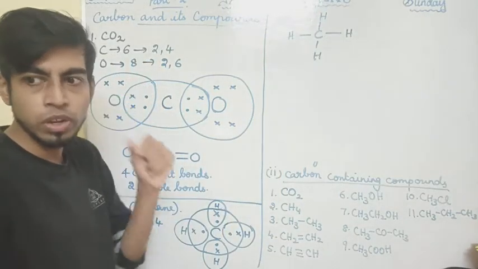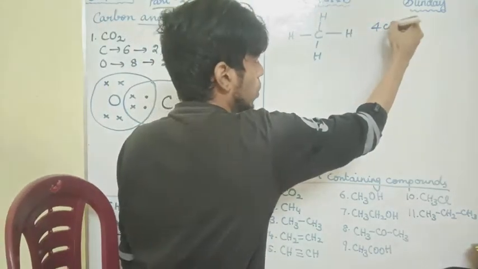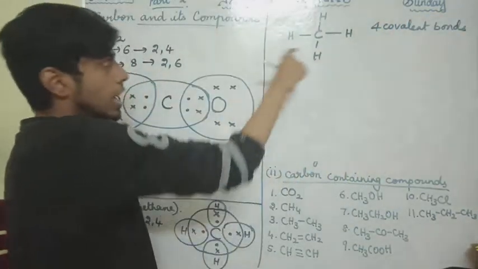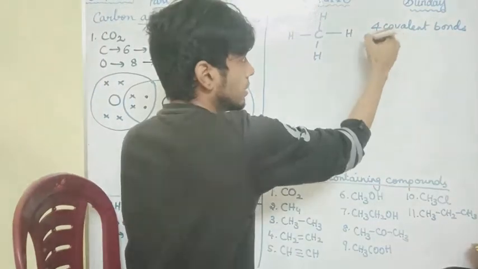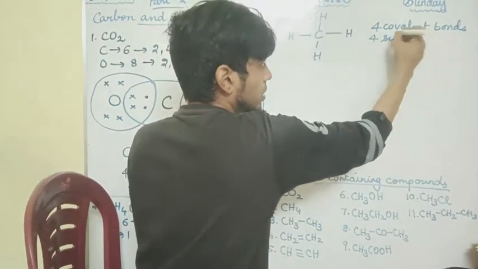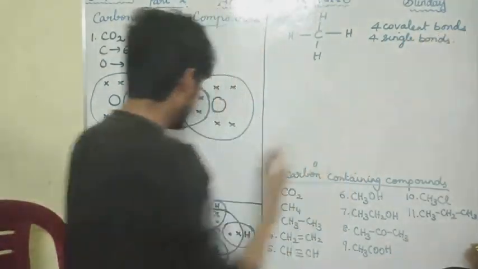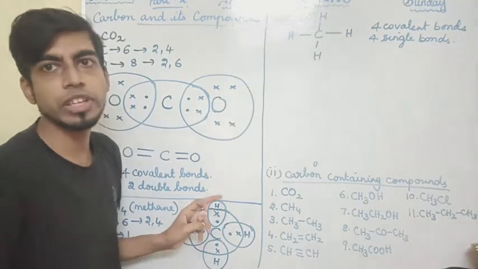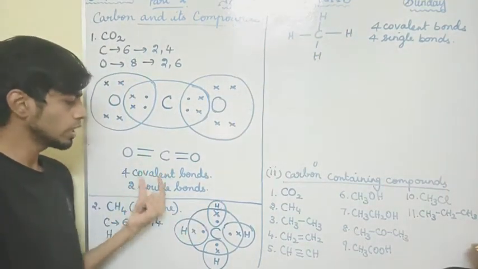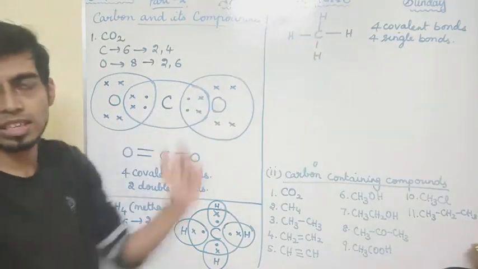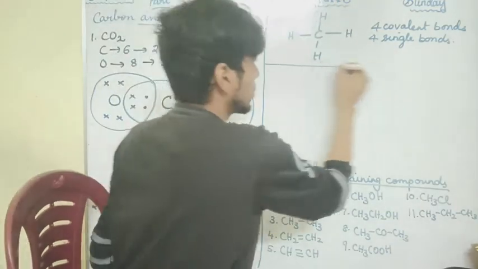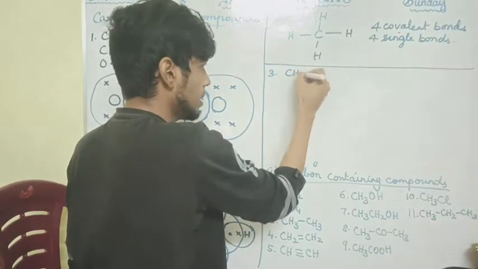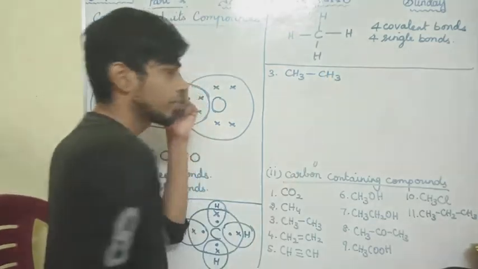So how many covalent bonds are there? There are 4 covalent bonds. Okay, but all the bonds are single bonds. Yes or no? So it is 4 single bonds. So in carbon dioxide also how many covalent bonds? 4 covalent bonds. Methane also 4 covalent bonds. But what is the difference here? Here it is 2 double bonds. Here it is 4 single bonds. Okay. Now the next one we are going to draw is CH3 single bond CH3.